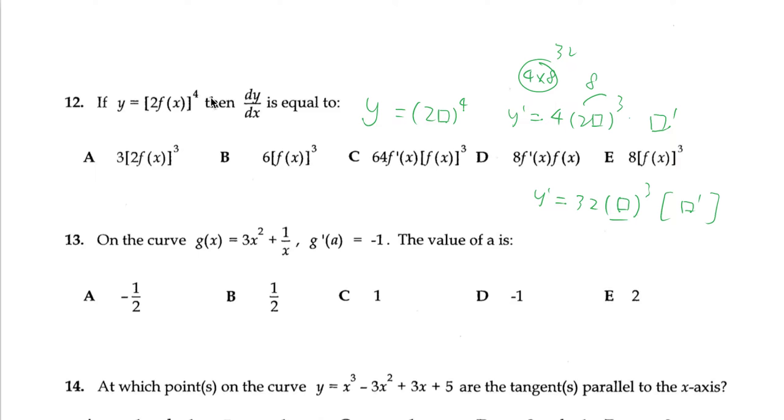I just missed one more step. This should be 2 box derivative, multiplied by the derivative inside, which includes this 2. So there is an extra 2, and 2 box derivative is 2 multiplied by box derivative. Combine these two together, that's 64. So it should be 64 box derivative, box to the power of 3. So C is the correct answer.